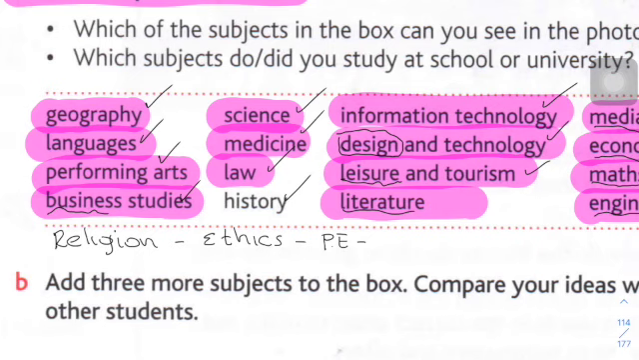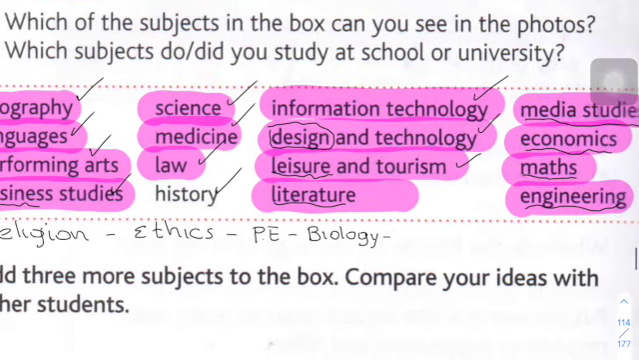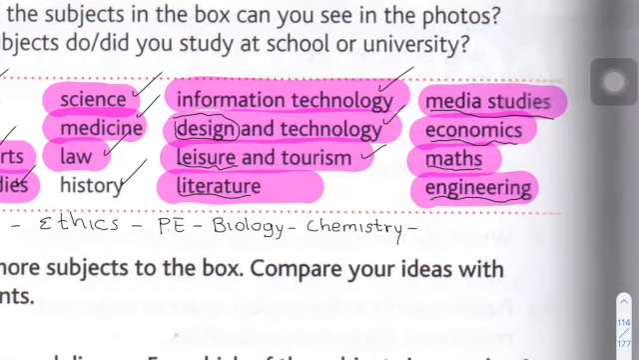What else did we study at school? Probably biology. Yeah, biology. Chemistry. I don't know, many others. Physics, for example. Yeah. And I'm totally sure you have more names.